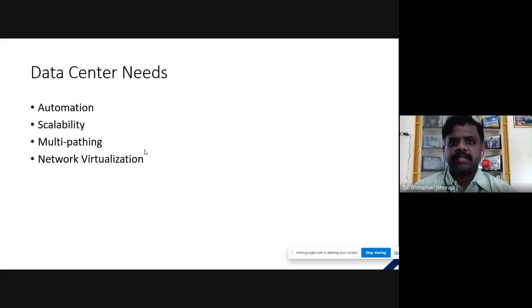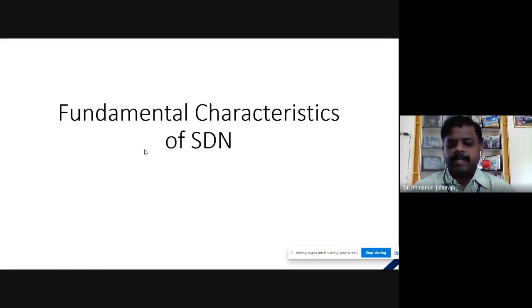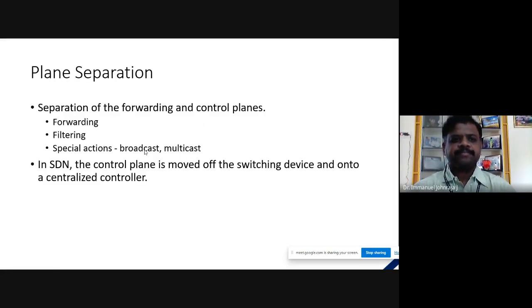And also, as I mentioned in the previous slide, network virtualization is also needed by the data center to improve performance. What are the characteristics of software defined networking? We slowly get into this SDN. The primary one is the plane separation. It is not that the control plane, the management plane, and the data plane have to be mixed and available in a single device. No, let's separate them, so that whatever can be handled by the software, let's take it up. That's the idea.